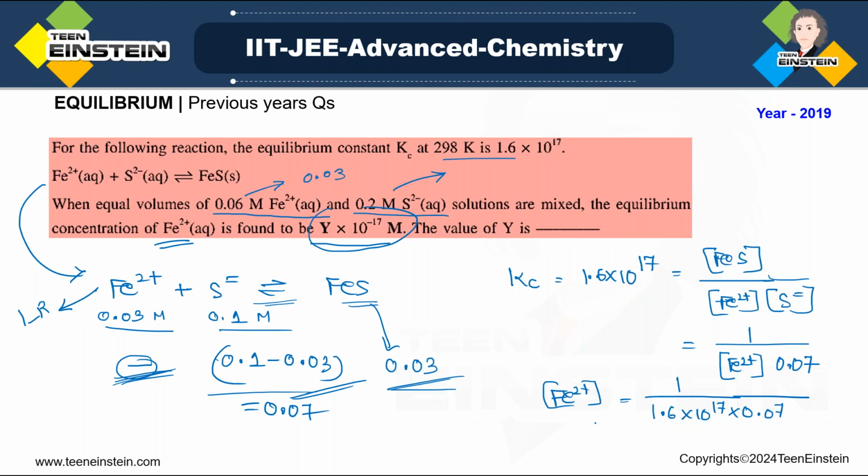Now 10 to the power 17 will go upward. So finally you will get 8.93 × 10^-17. So minus 17, it is matching. This should be the value of Y. Okay, so this is our answer, 8.93.